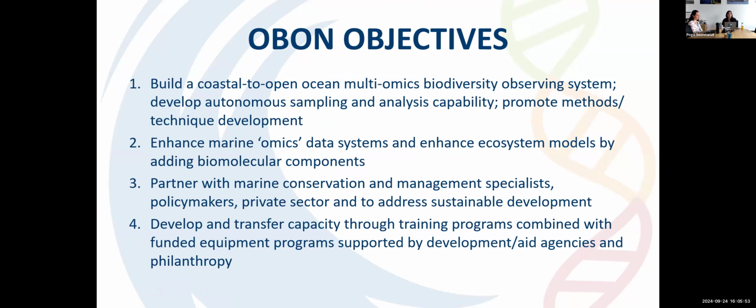The first one is to build a coastal to open ocean multi-omics biodiversity observing system, in particular by developing autonomous sampling and analysis capability, as well as promoting methods and technique development. So this is a very big goal, as you can see. The second one is to enhance marine omics data systems and ecosystem models by adding biomolecular components.